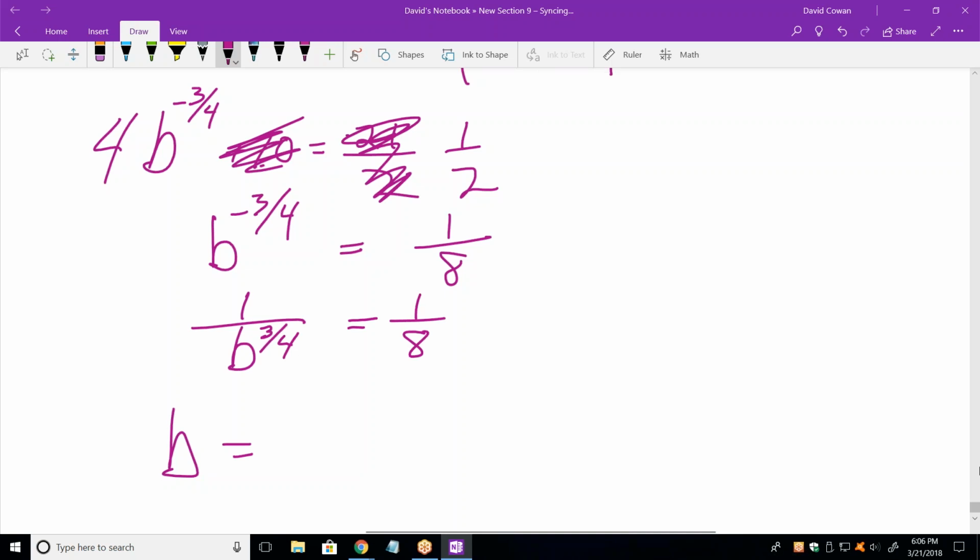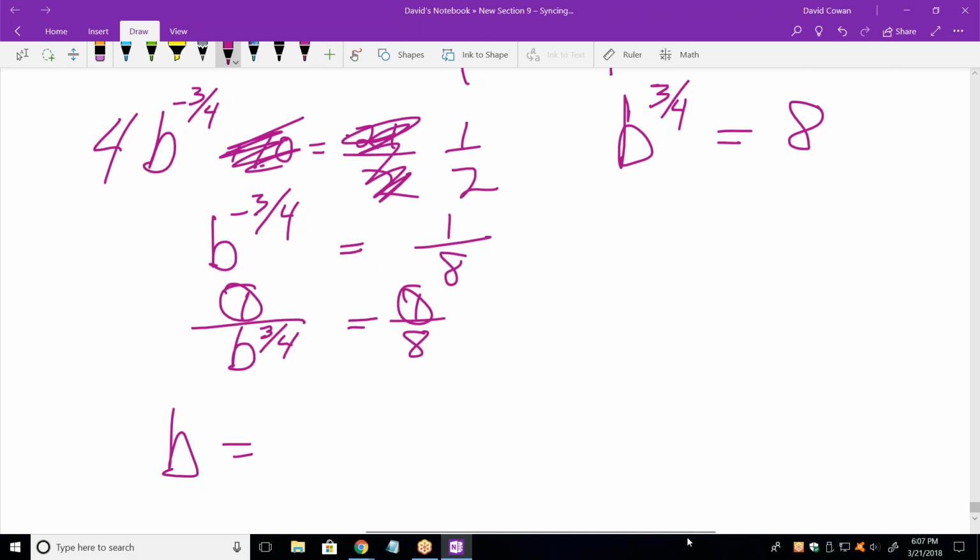Now what can I say? Numerators are the same, therefore the denominators have to be the same. So b to the +3/4 has to equal 8. Okay. Now what? That's not one I can do without a calculator. I cannot take the 4th root of 8, at least not and have it be a whole number. I could cube 8 and then try to take the 4th root of that answer, but let's just say we can use a calculator here.